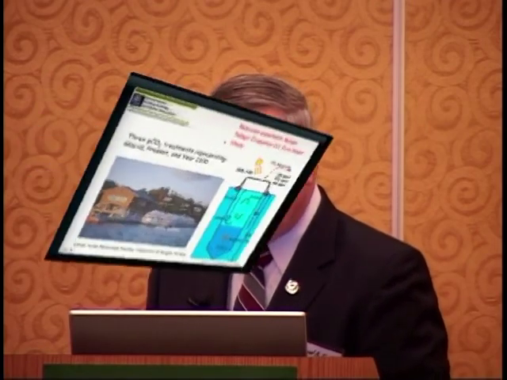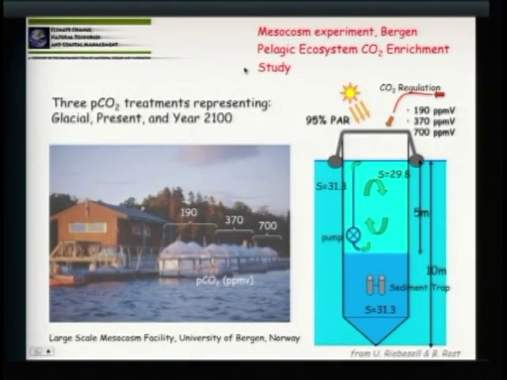Another way of looking at these kinds of experiments in the field is the work that is being done in Bergen with mesocosm experiments. These are large bags that are put out into the water column, and they have a controlled CO2 level. These are done at 190 parts per million, which is the pre-industrial CO2 level, 370 parts per million, which is the present-day level, and 700 parts per million, which would be the level we might expect to see towards the end of the century.